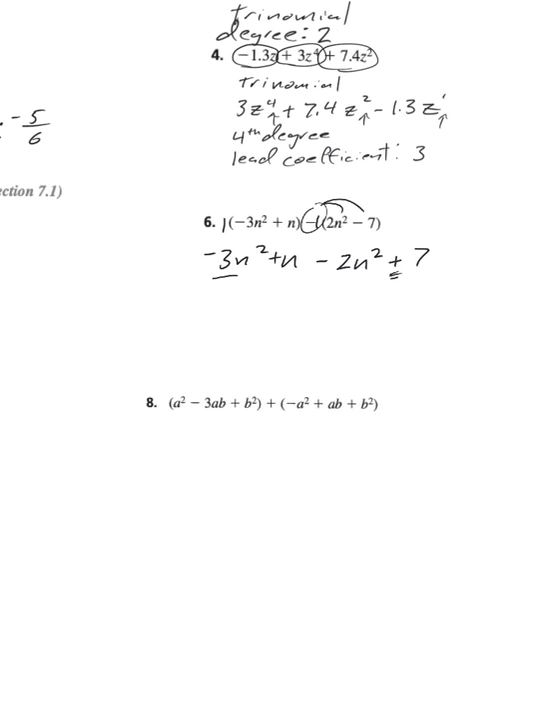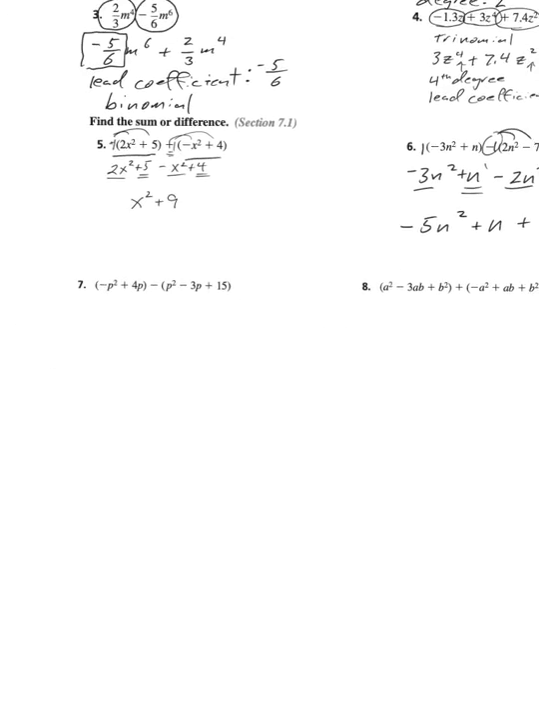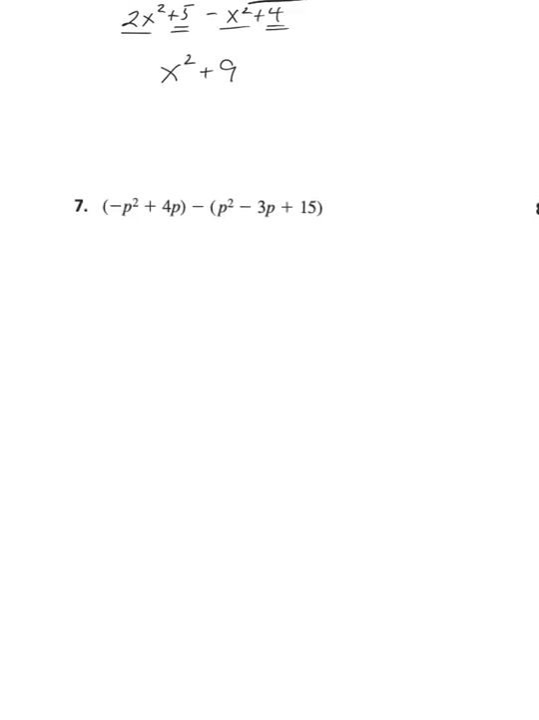Now we need to add the like terms up, right? Those are n squared, our n terms, and this is what they call our constant term. So total up, looks like minus 5n squared. N to the 1, we just have 1 plus n, and then plus 7. So always being careful with the minus sign. Look at this, number 7.